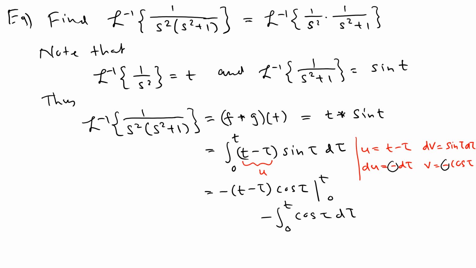Once you do that, you end up getting t minus sine t, and you can see that that's exactly what you get even if you use the partial fraction method. This is one of the examples we did under the partial fraction method, and you end up getting the same answer. So this is how you use the convolution product to find the inverse Laplace transforms. So let's do one more example.